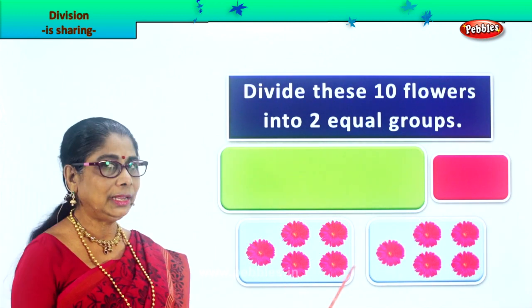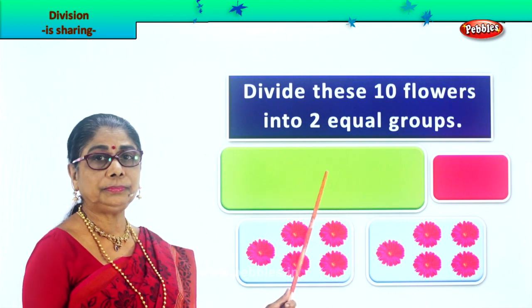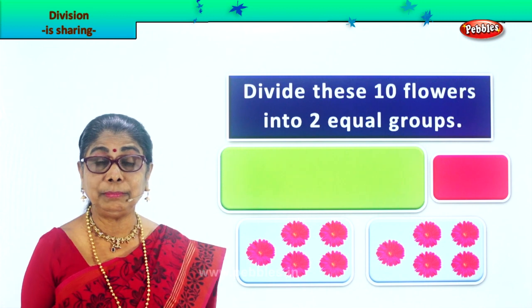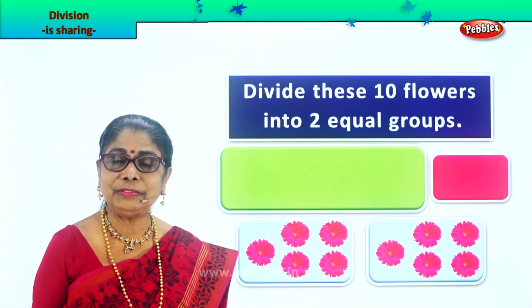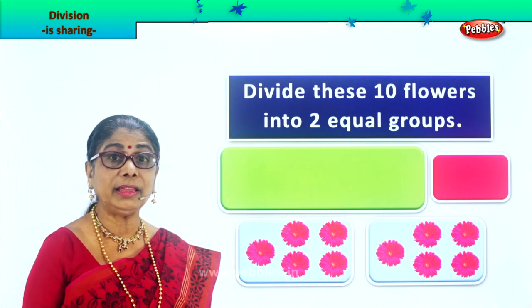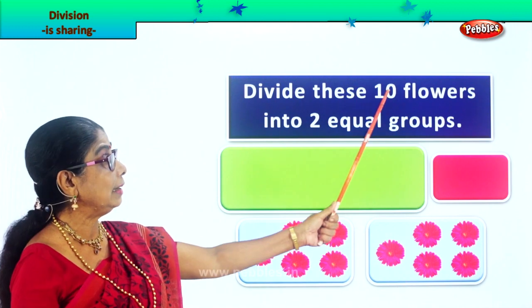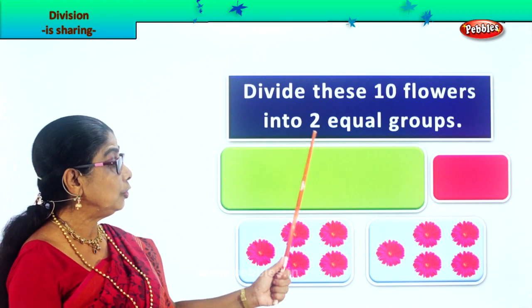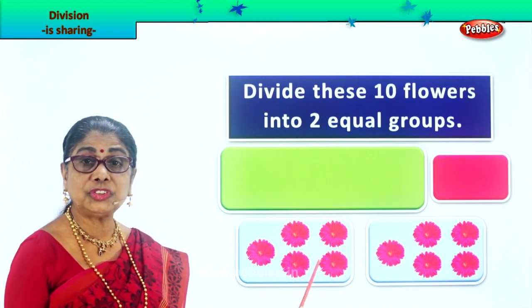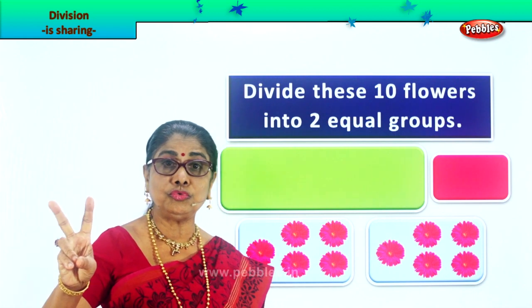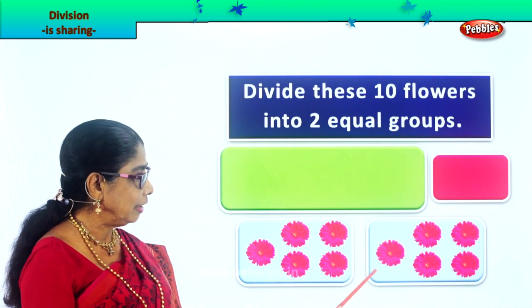Good. 5 plus 5. Now here there were 10 flowers and this big tray is empty. Division is sharing. We have shared equally into 2 trays. There are 10 flowers and there are 2 trays. We have shared equally the 10 flowers into 2 trays. So we have 5 and 5.